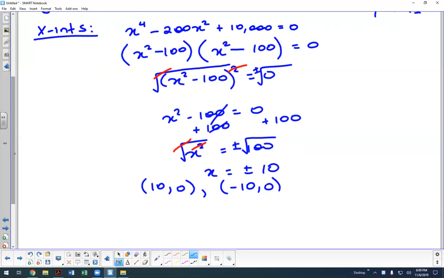Because remember, at the most, we should have 4 solutions, right? When we were talking about in chapter, section 3.2 or 3.3, we had talked about that. So that's where this is coming from. So each one of these have a multiplicity of 2. So what kind of behavior should we expect at these x-intercepts? Yeah, for both of them, it's going to be touches, but it does not cross.